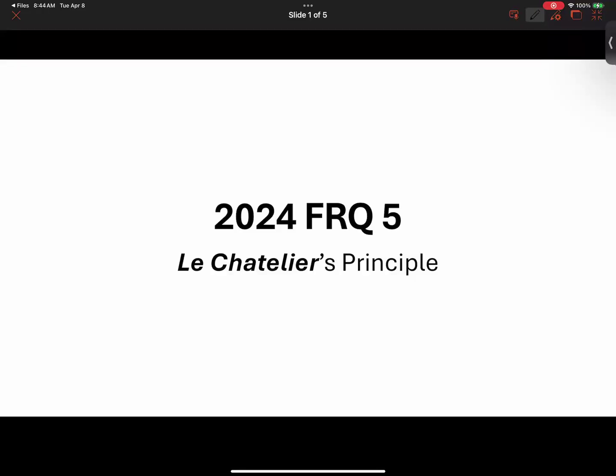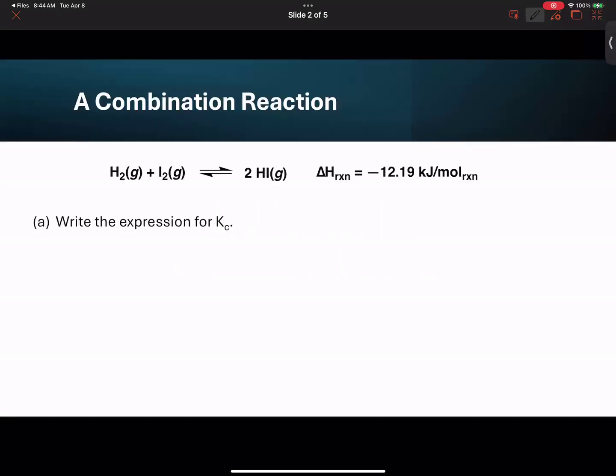Hello everyone, now let's look at free response problem 2024 number 5. This is asking us about Le Chatelier's principle, and let's look at a gas phase reaction, a simple combination reaction. 1 mole of hydrogen gas is combining with 1 mole of iodine gas.